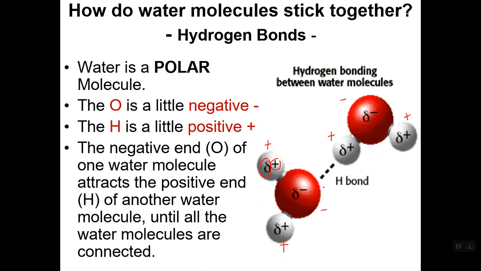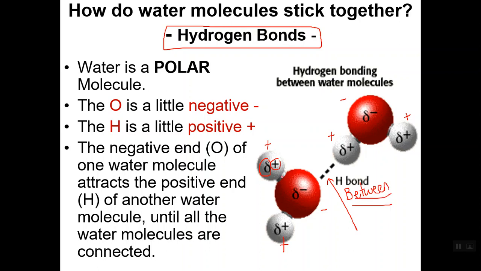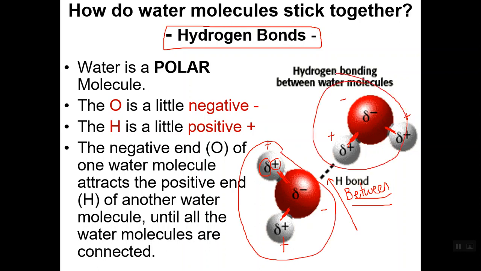So what happens when you put water molecules all next to each other like this? Well, you get something called hydrogen bonding. Hydrogen bonding is between water molecules. It is between, not within, the water molecule. Remember, these red lines that I'm drawing right here are covalent bonds. Those are between the hydrogens and the oxygens of the same molecule. But between different molecules, so between this water and this water, that's where you have these hydrogen bonds.